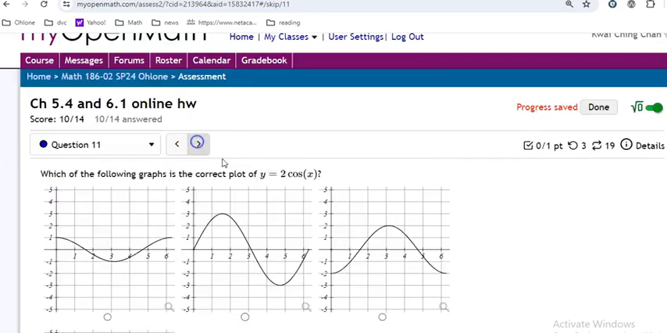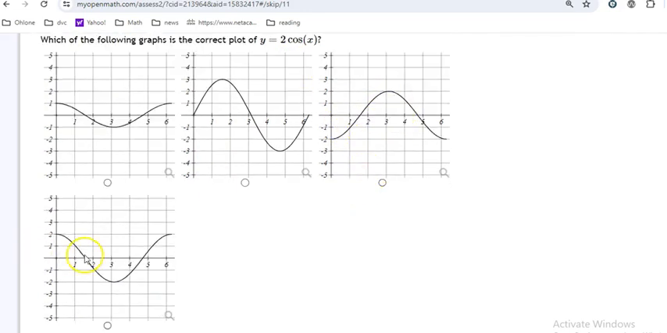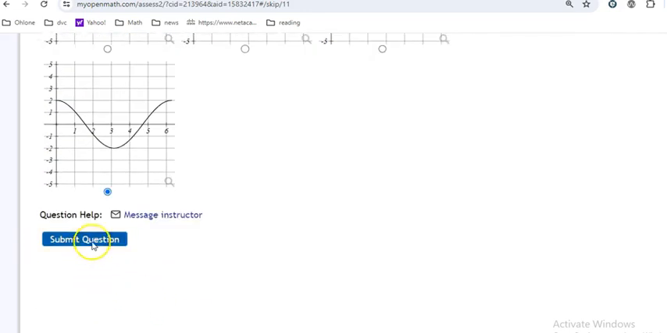It didn't ask for the equation, so let's look at 2 cosine x. That is only a stretch, so it should stretch to 2 only. And it's cosine, with no reflection, so it will be this one. Right.